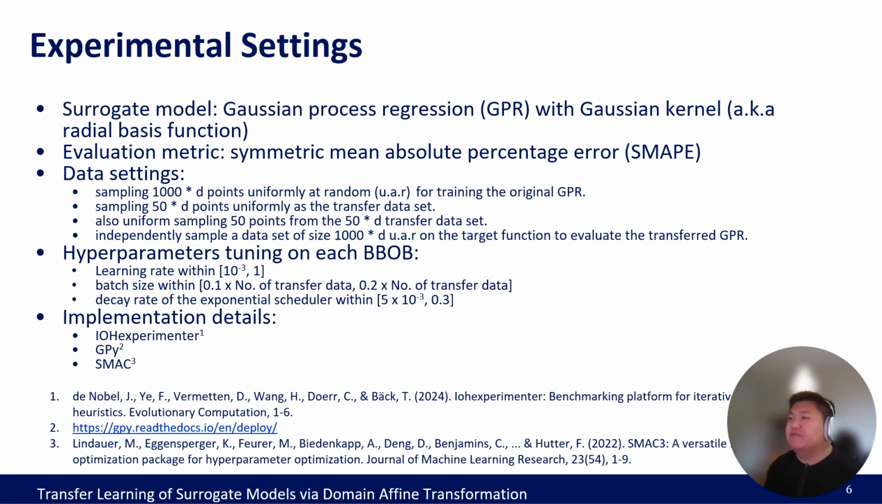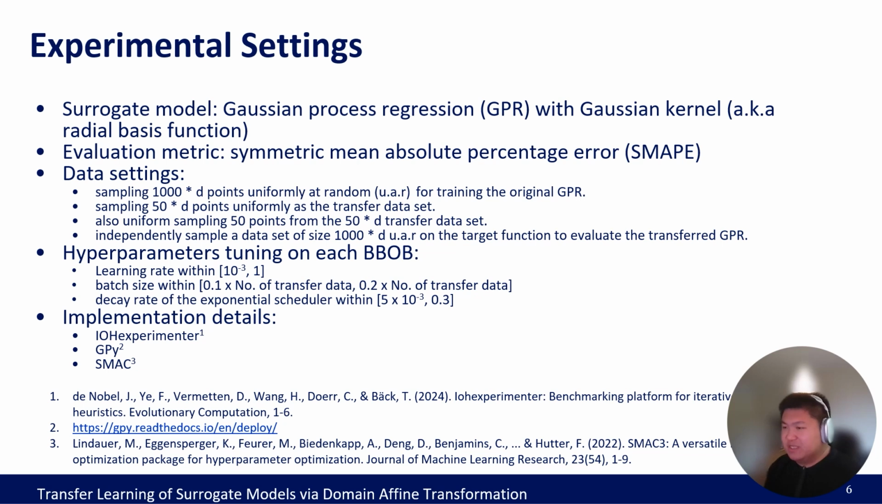We experimentally validate our transfer method on 24 BBOB functions. So for each source problem taken from BBOB, we create its corresponding target problem by randomly generating a rotation matrix and a translation vector. We choose Gaussian process regression with the Gaussian kernel, resulting in a smooth model as the surrogate model. As for the performance measure, we take the evaluation metric, the symmetric mean absolute percentage error.